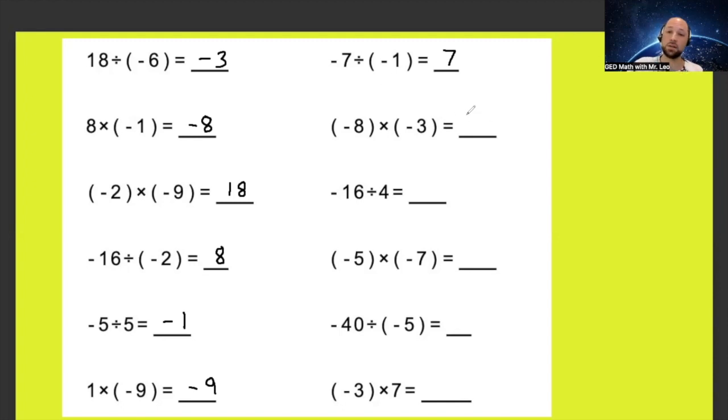Moving on, -8 times -3. The two negatives cancel out. We're going to be left with a +24. Are you writing these down in your notebook? Make sure you're writing these down.